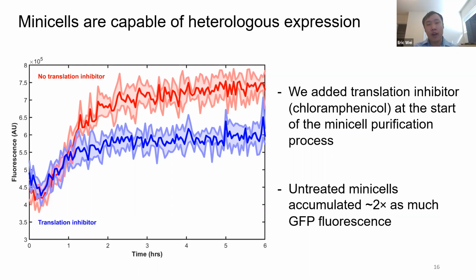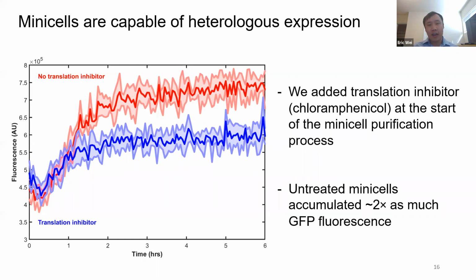But what we found was that when we compared the mini cell preparations that included the translation inhibitor and did not include it, we had twice as much accumulation of GFP fluorescence in the preparations that did not have the chloramphenicol. So we conclude that there was heterologous expression in the batch of mini cells.